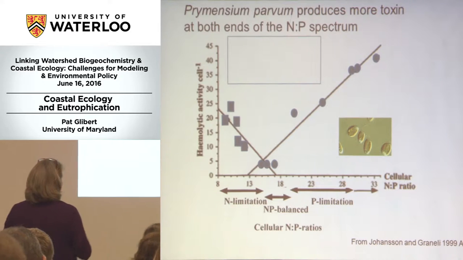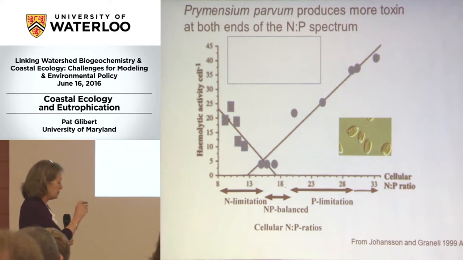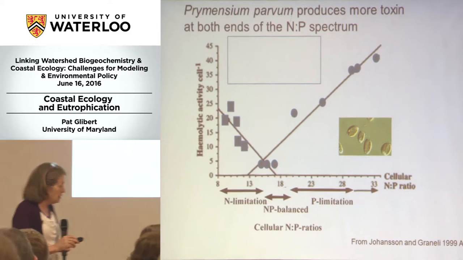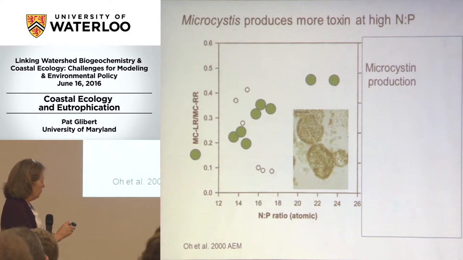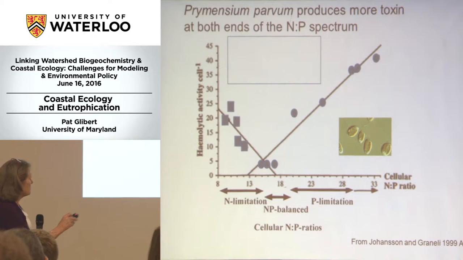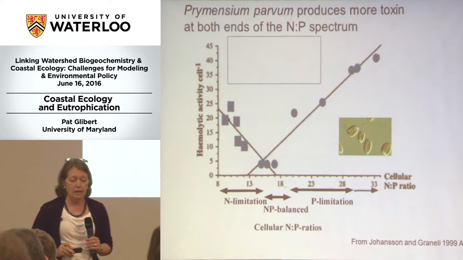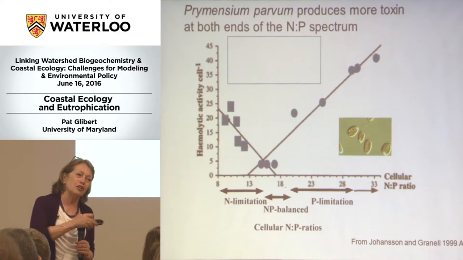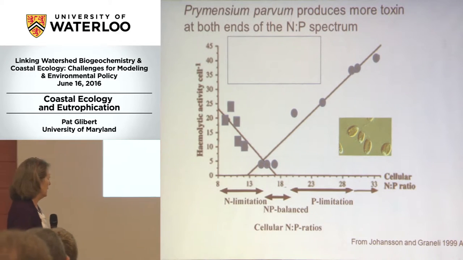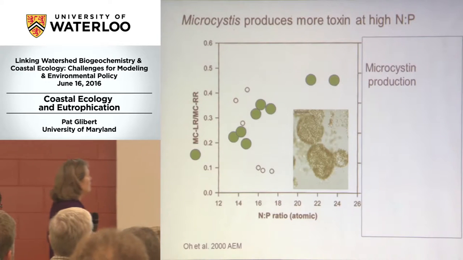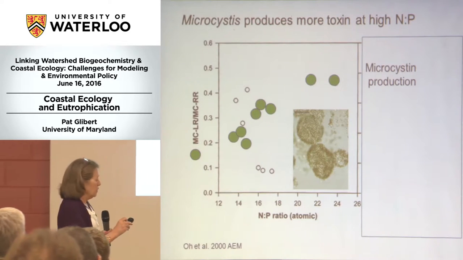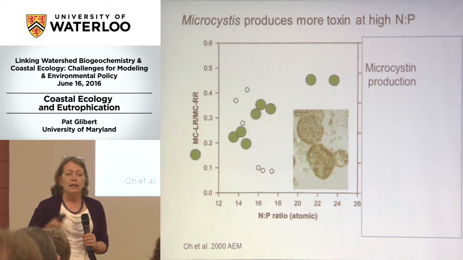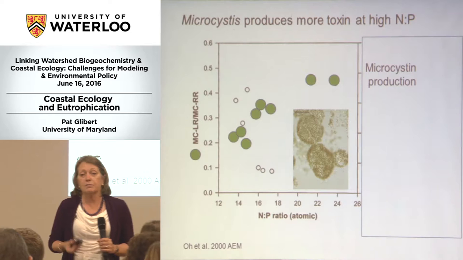The same is true for Prymnesium parvum. It makes a number of bioactive compounds, but it makes its toxin to a greater extent when it's not growing under stoichiometrically balanced conditions. And the same is true for Microcystis. Microcystin is made under higher N:P conditions, and all of this makes sense.